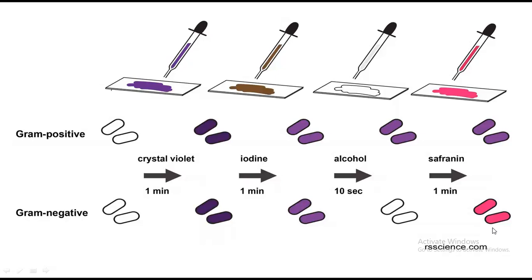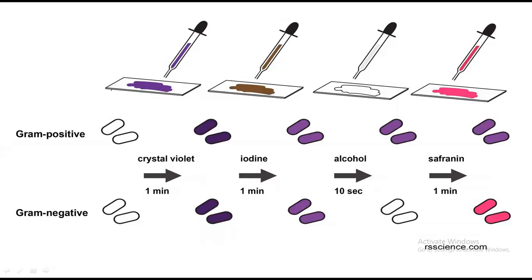But my concern is what happens when we add crystal violet, what happens when we add iodine, and then after that alcohol and safranin. When we add these components, what really happens inside the cell wall of that bacteria, whether it is gram positive or gram negative? I am focusing on that, so let's start with that issue.